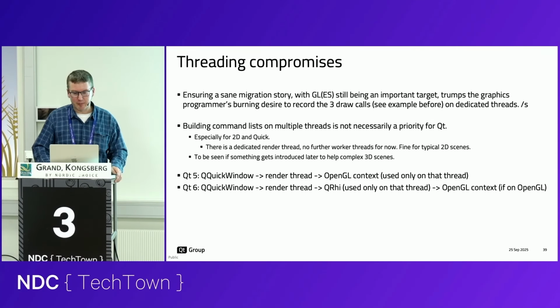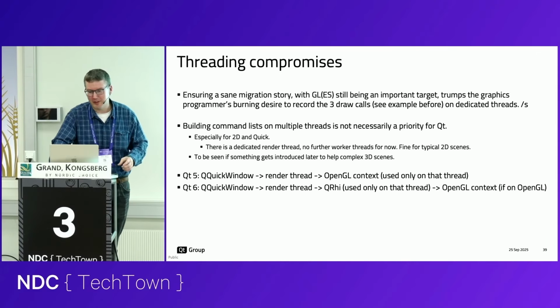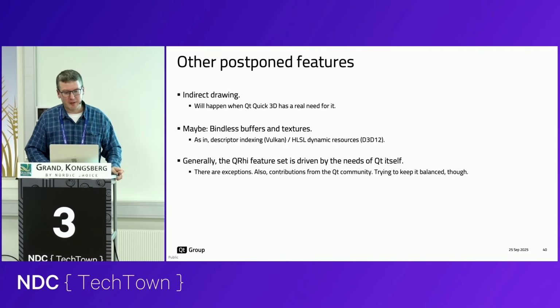So all these patterns we have in Qt don't break down: each QQuickWindow has a render thread, each has an OpenGL context, and of course that's the natural continuation. Each QQuickWindow has a render thread, each has a QRhi that's only used on that thread, and of course underneath there might be an OpenGL context if it happens to use OpenGL. So again, this is a bit of a compromise.